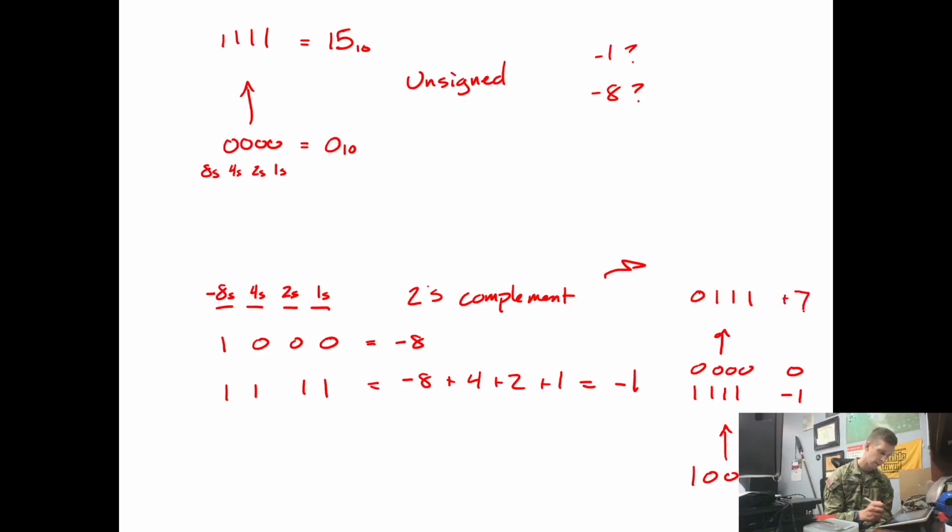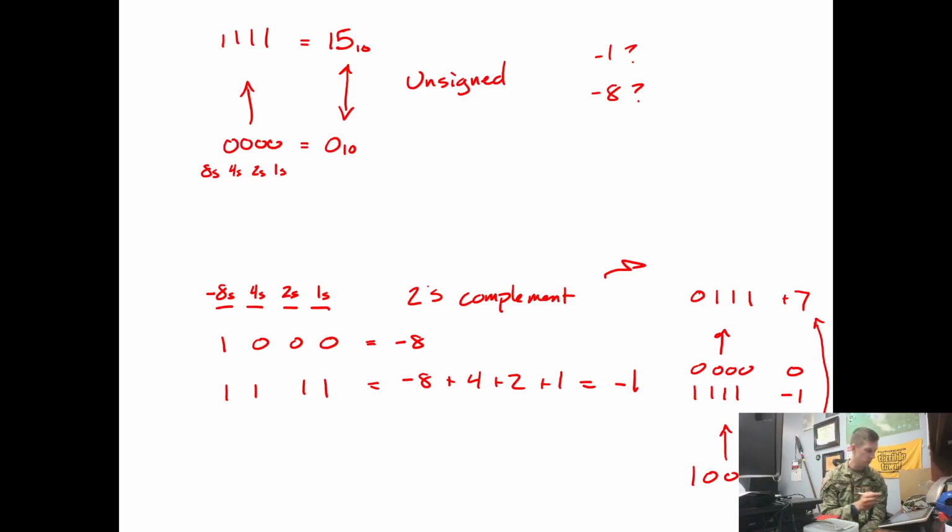So I still have 16 values. I can still represent 16 different numbers. I just move that number line around. So instead of being able to represent the range 0 to +15, now I can represent the range -8 to +7, and I can actually do something interesting with these negative values.